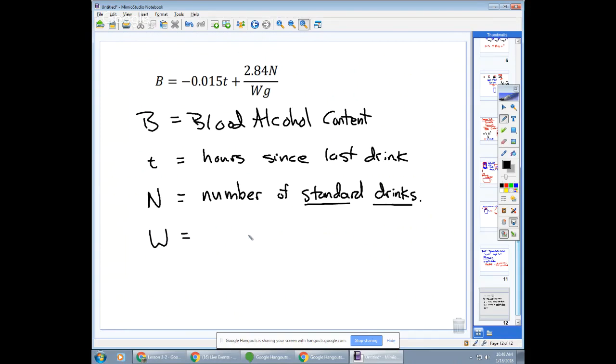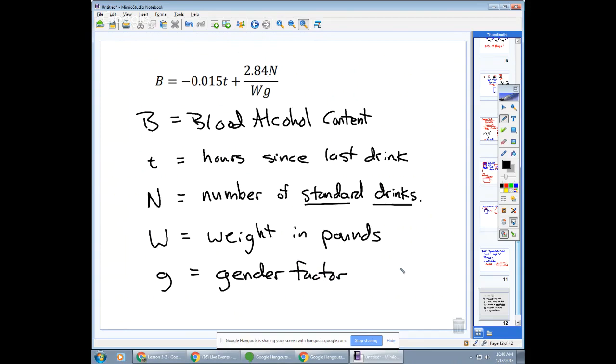W, that is your weight in pounds. And G is what's called a gender factor. So there's a female gender factor and there's a male one. Let me refresh my memory on those. For females, the gender factor is 0.55, and for males, it's 0.68. And notice that number is in the denominator. So for men, we divide by a bigger number because their bodies are constructed a little bit different.